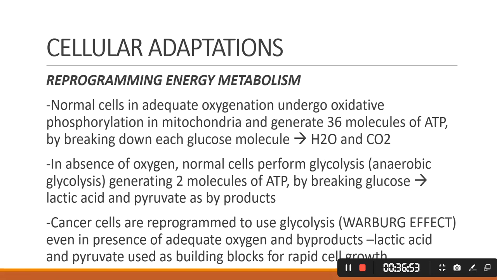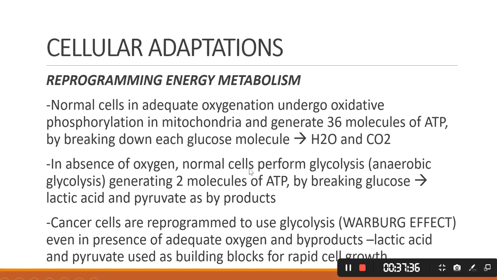Reprogramming energy metabolism. Because they require energy to divide, they had to develop a way to get energy continuously, and also get material to make new cells continuously. Normal cells in adequate oxygenation undergo oxidative phosphorylation in mitochondria, and they generate 36 molecules of ATP by breaking down each glucose molecule into H2O and CO2. The end products are water and carbon dioxide, which we exhale, right?